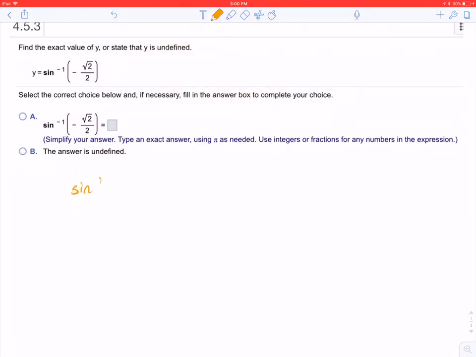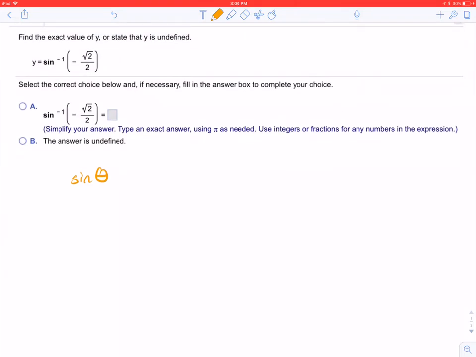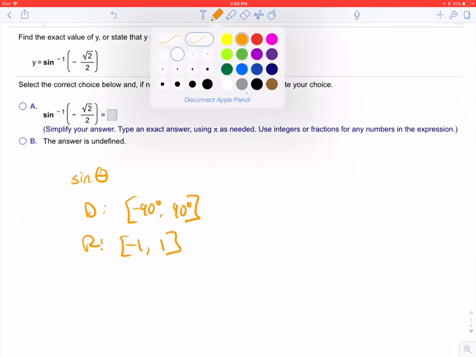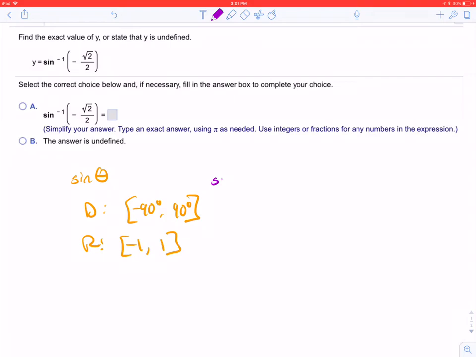So if we think of sine of theta, the domain we restrict from negative 90 to 90, or you could say negative pi over 2 to pi over 2, and the range goes from negative 1 to 1. So then when we consider the inverse trig function, inverse sine of y, this is going to be our range, this is going to be our domain. So now if we think about the domain, that root 2 over 2 is typically negative 0.7, and that's inside our domain, so we can proceed.